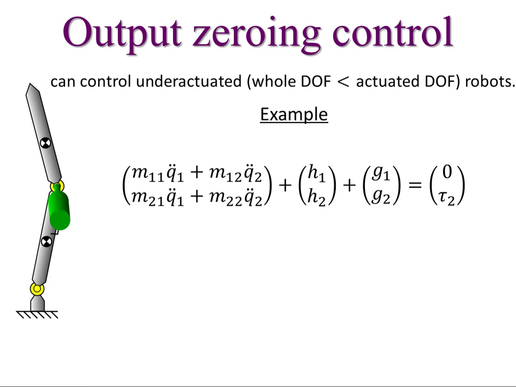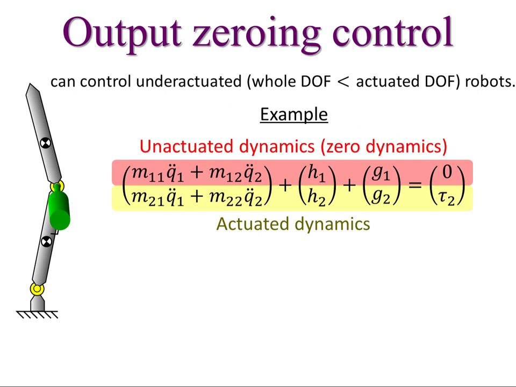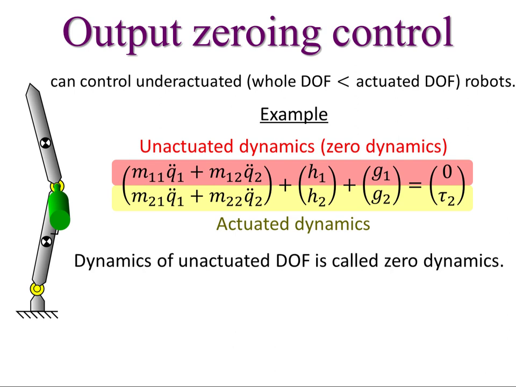The difference from a normal two-joint robot is that there is no actuator attached to the first joint, so the first line on the right side is 0. Therefore, the first row of this equation is unactuated dynamics. Conversely, the second row is driven by an actuator and is therefore the same as the dynamics of a normal robot. Such an unactuated dynamics is called zero dynamics.